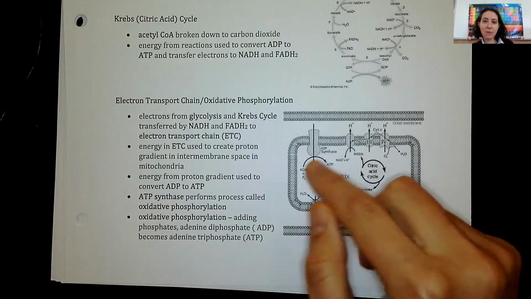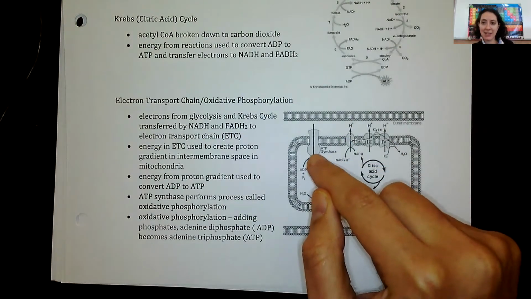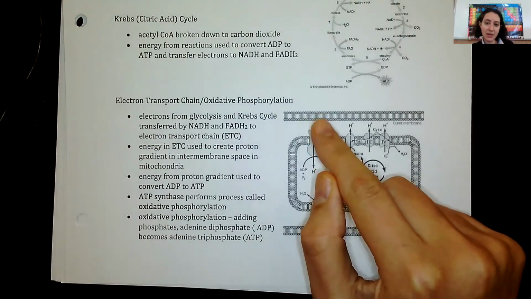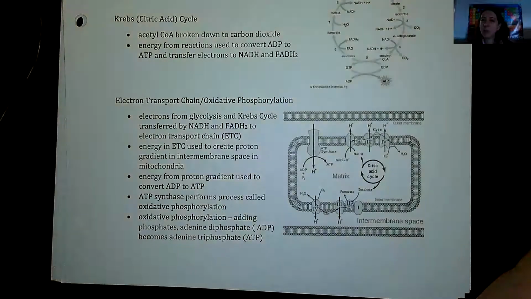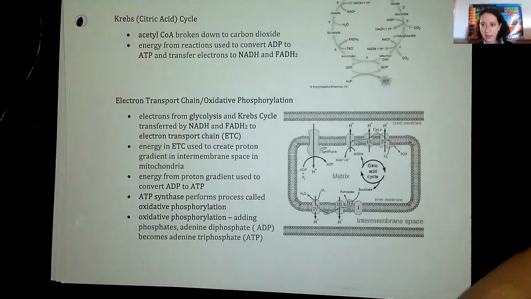Okay, so once again, the proton gradient is what powers the ATP synthase. So ATP synthase allows hydrogen, as the hydrogen passes through, it works very similarly to a water wheel, actually. Water wheels do the exact same thing.